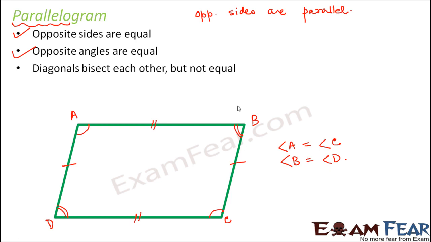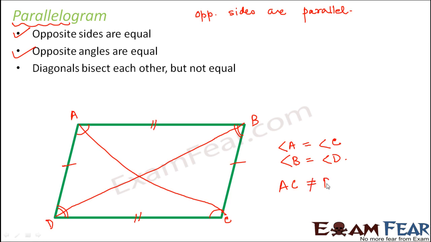Diagonals bisect each other but are not equal. So what would be the diagonals? BD will be a diagonal. Similarly, AC would be another diagonal. As far as the diagonals are concerned, AC is not equal to BD, but they bisect each other. That means let's say these two diagonals intersect at point O. So they bisect each other. That means one diagonal intersects the other diagonal exactly at the midpoint, such that DO is equal to OB. Similarly, AO is equal to OC. That is what we mean by bisect. So diagonal lengths are not equal, but they intersect each other in such a way that they bisect each other.